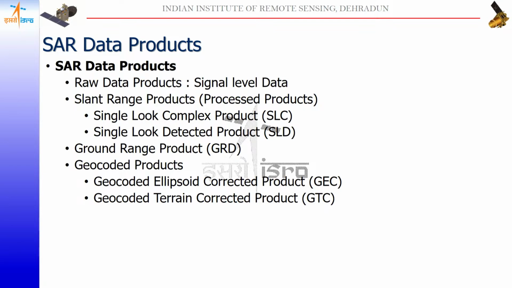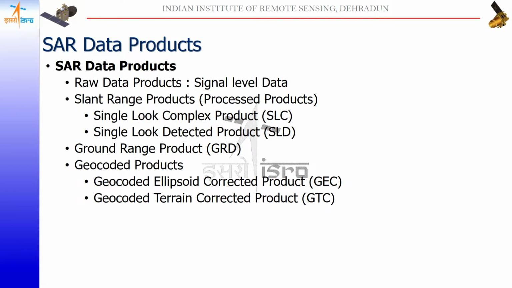So any data, either it is SAR data, hyperspectral data, or optical data, the first product is the raw data. After that, it is called the sensor level product. Sensor level means in the sensor geometry. So that is called the level 1 product. That level 1 product in SAR is called a slant range product. Okay. So another level of product is called the ground range product. That I will explain in my subsequent slides.